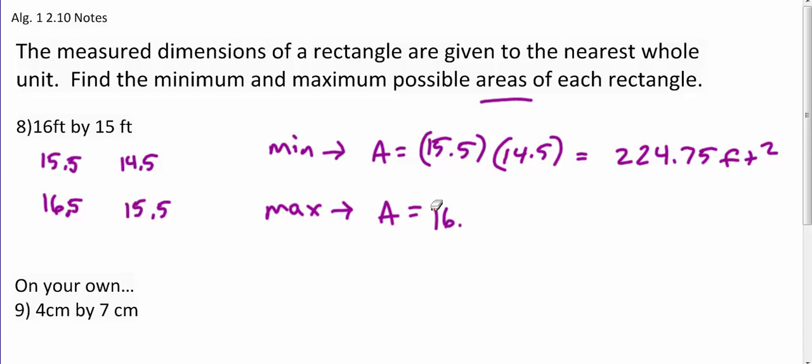where the maximum area would be the larger end of the spectrum, 16.5 by 15.5. And that number, if I can read my writing here, I believe that says 255.25. So what we're saying is that when you have a rectangle that's dimensions of 15 feet by 16 feet, and it could be inches or centimeters or any other unit, the area could have a little bit of a range of values. You can see here 224.75 would be the smallest if we've measured accurately, and we could go on up to 255.25. All right, same kind of question on number 9.